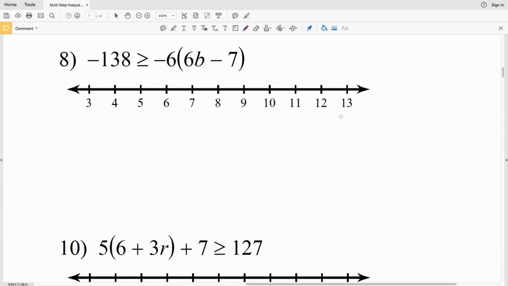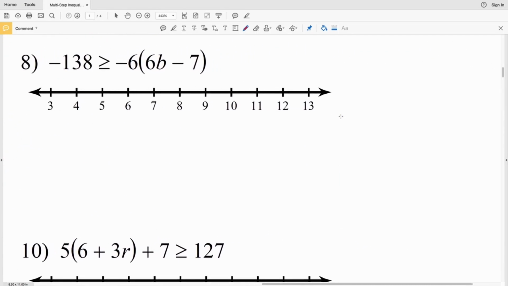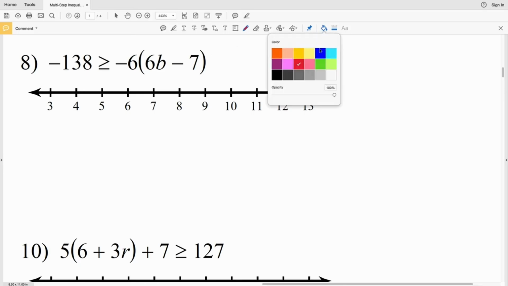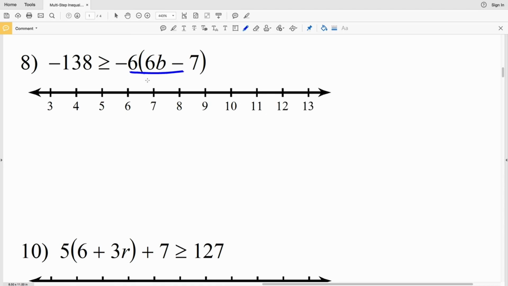And on to the last problem in this video. -138 is greater than or equal to -6 times 6b minus 7. 6 goes into 138, so I'm going to start this by dividing by that -6. Remembering to flip the inequality sign. So -138 divided by -6 is a +23. That's going to be less than or equal to 6b minus 7.